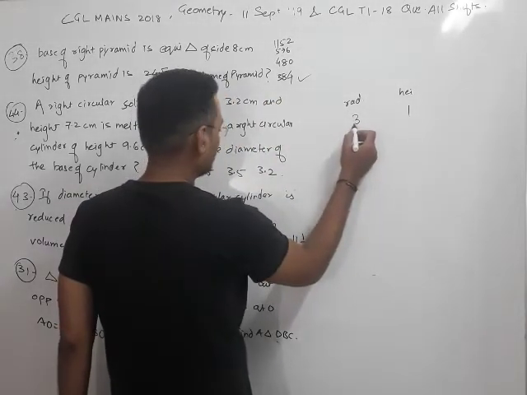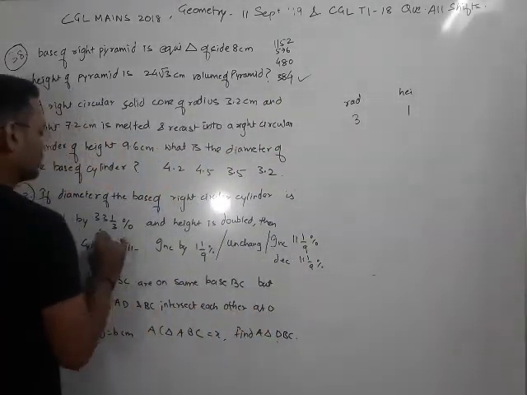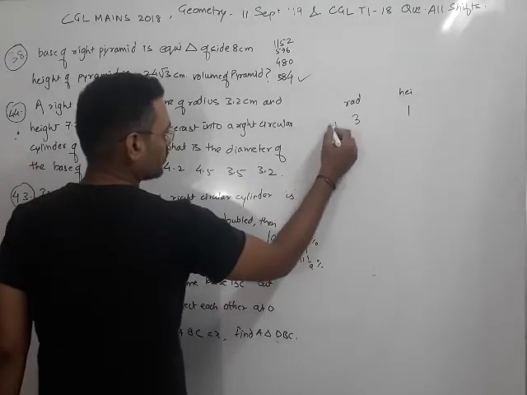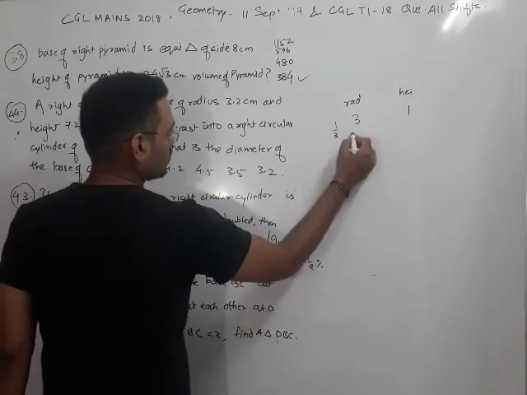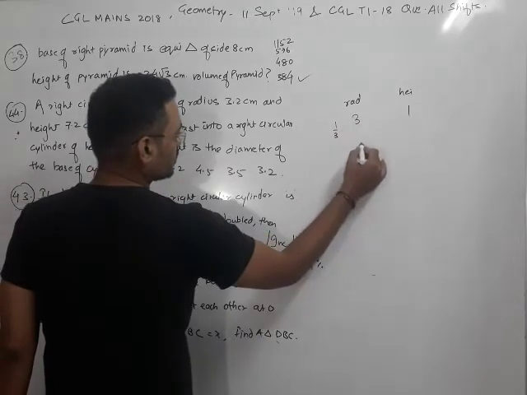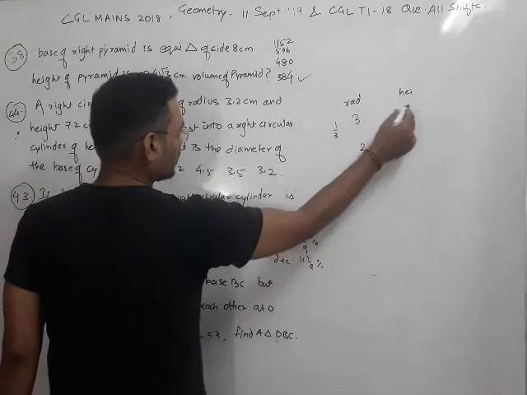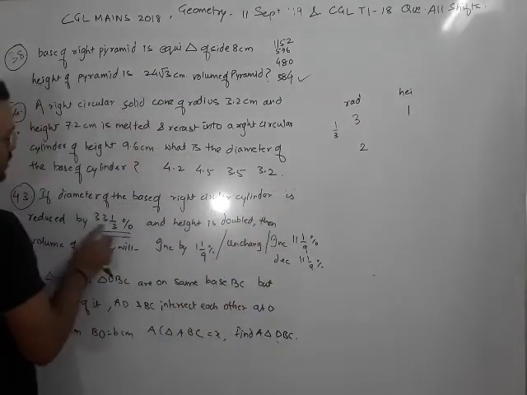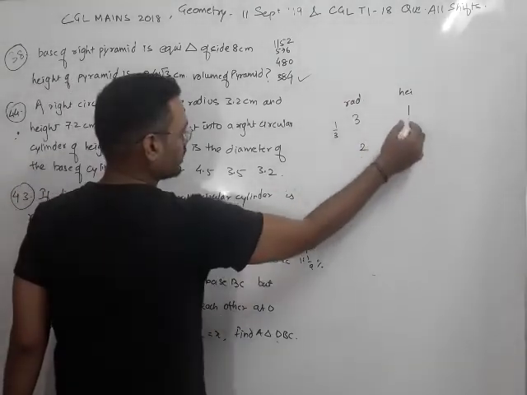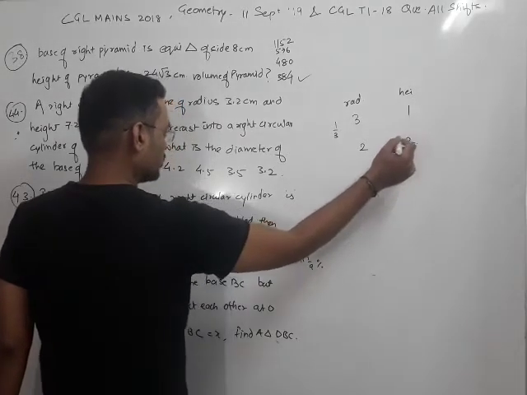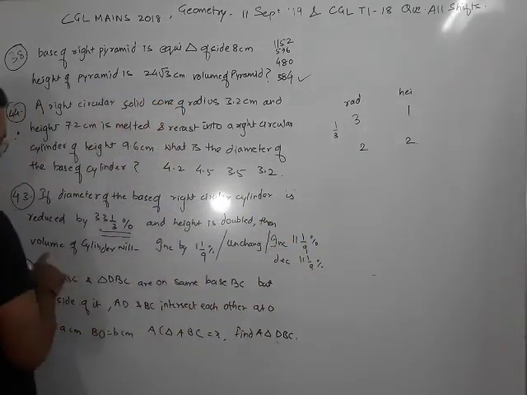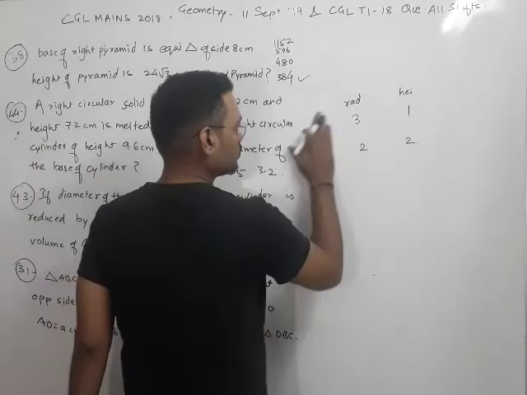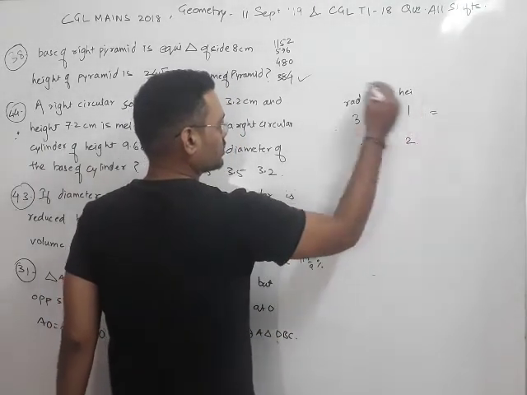Reduce it by 33% means, 33.33 means reduce it by 1 by 3. What is the new radius? 1 by 3 of 3 will be 1. Reduce it by 1 means this has become 2. Height is doubled. We have to reduce the radius by 33% and height is doubled. New height is 2. So what is the volume of cylinder?